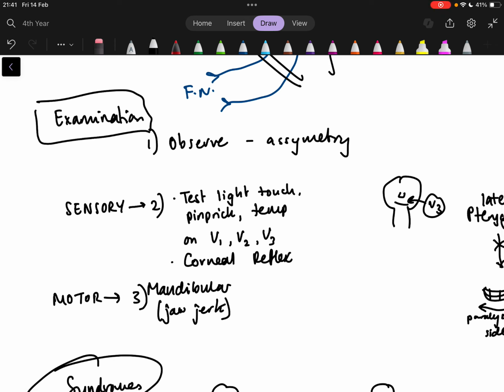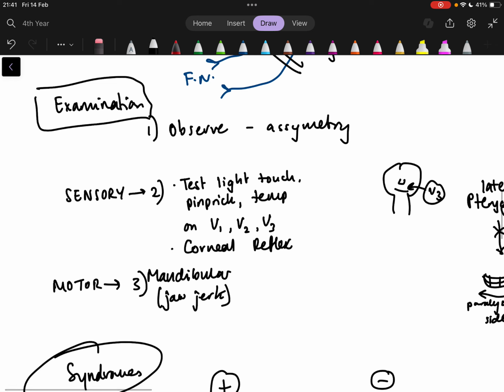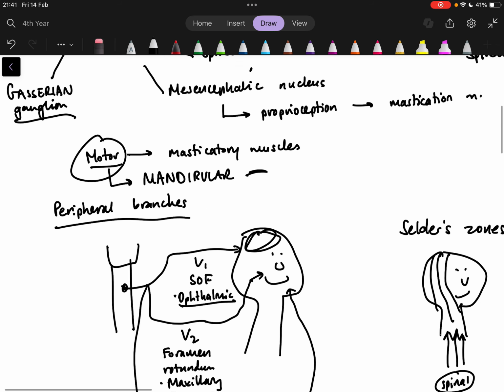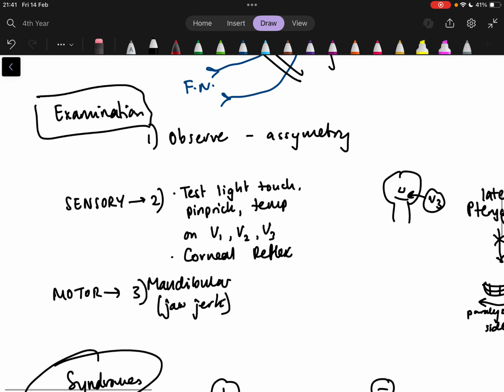So the most important part, obviously, is the clinical examination. So first of all, look for general asymmetry. Look at both halves of the face, see if there's any sort of atrophy or whatever. Then we have to basically clinically examine it just like how the anatomy is. So let's look at the sensory part first. We should be testing for light touch, pinprick, temperature, and so on and so forth. So always link it back to the anatomy. So we're basically assessing these nuclei to see if those are in good shape.